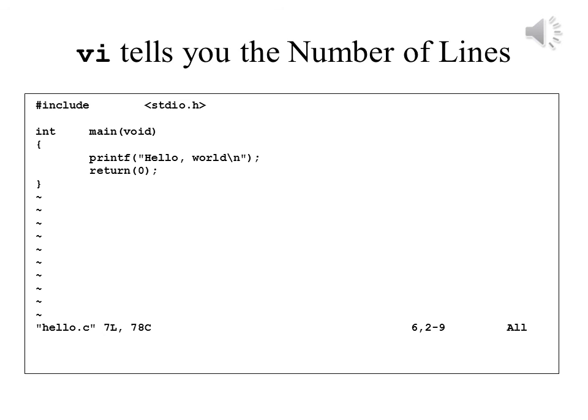In the situation on the screen, what we did was we saved our program, and on the bottom it says hello.c, that's the name of the program. It's 7 lines, 78 characters, and that's all that we have at this point.